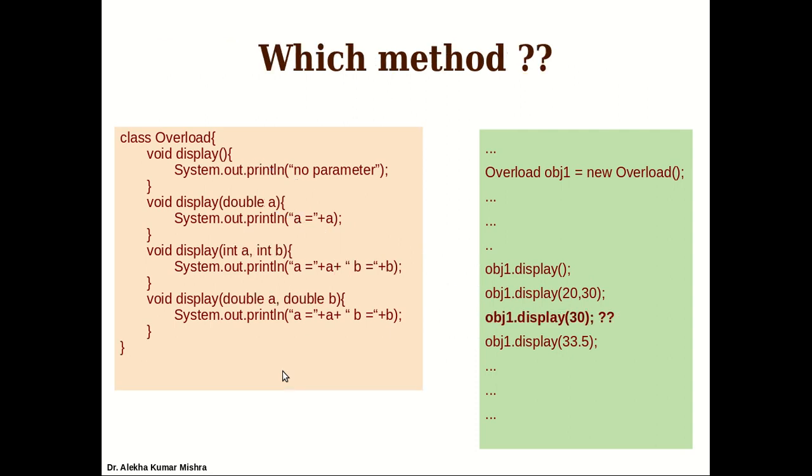Now one more thing is possible in Java. Suppose we have not defined any display method with an argument as integer. However, the method call has been performed, with an integer being passed.